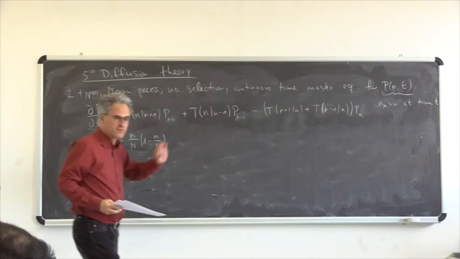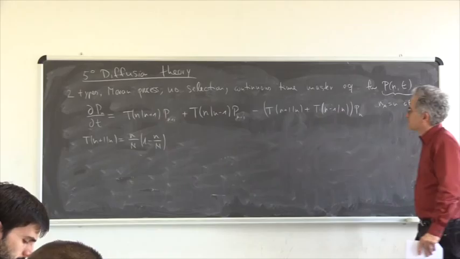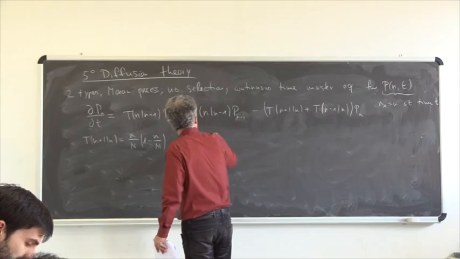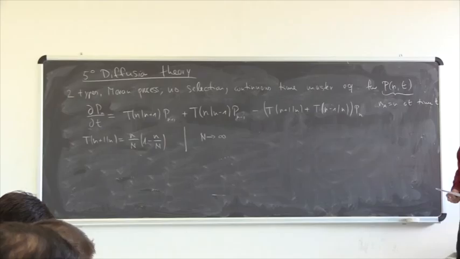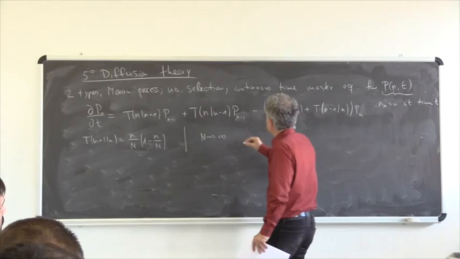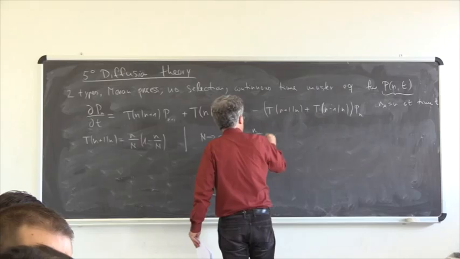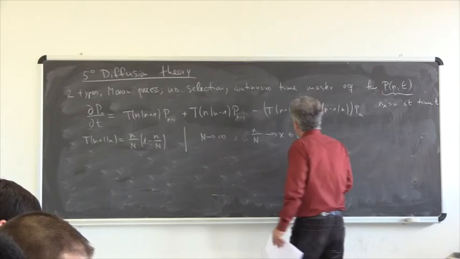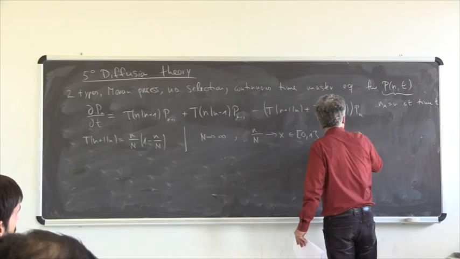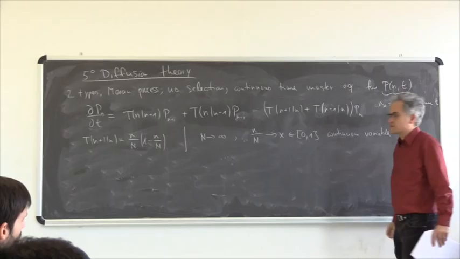And so now what we're going to do is quite straightforward. We want to take N to infinity. So we want to make N very large, and we want to make this frequency into a continuous variable, which will be called x. So n over N will go to x, a continuous variable on the interval 0, 1. This is now the frequency of A individuals in the population.